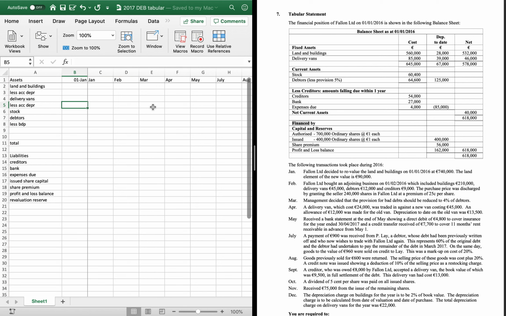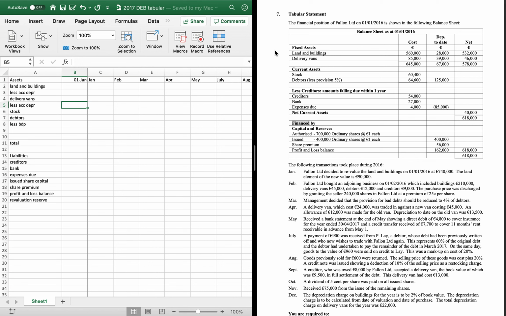So this is the 2017 DB tabular statement from the mock. It's straightforward enough. There's a couple of ones with VAT in it that might be a little bit challenging, but I don't think there's anything too new in this. So we'll just work through this. The important thing is to lay it out.